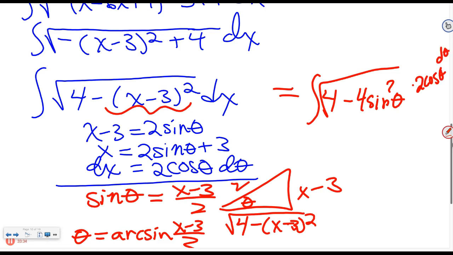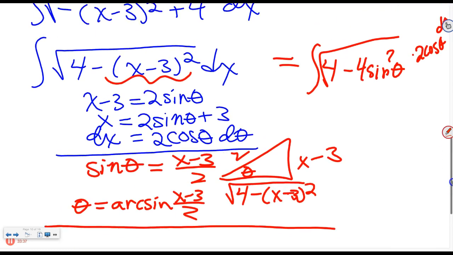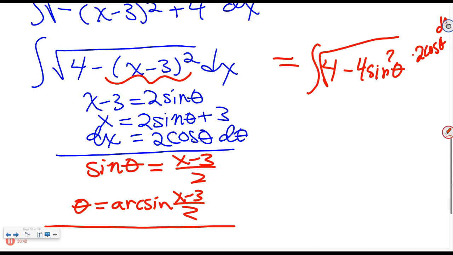Sadly, the margin is not big enough to contain my work. I'm going to have to erase my helping triangle. All right, let's go clean this one up. In here, you should know what that's going to give you right now, right? 2 cosine theta, and so on. So 4 will come on the outside with the 2 and the 2, cosine squared theta d theta.